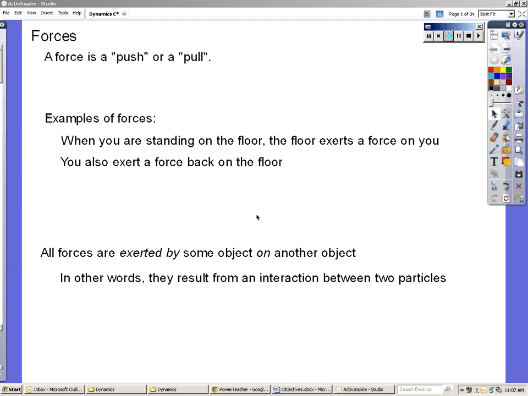This is the first video about forces. This is the dynamics unit, learning about what makes things move the way they do rather than just describing their motion. What is a force? A push or a pull. We talked about forces a lot last year, but basically the idea is that force causes changes in motion.